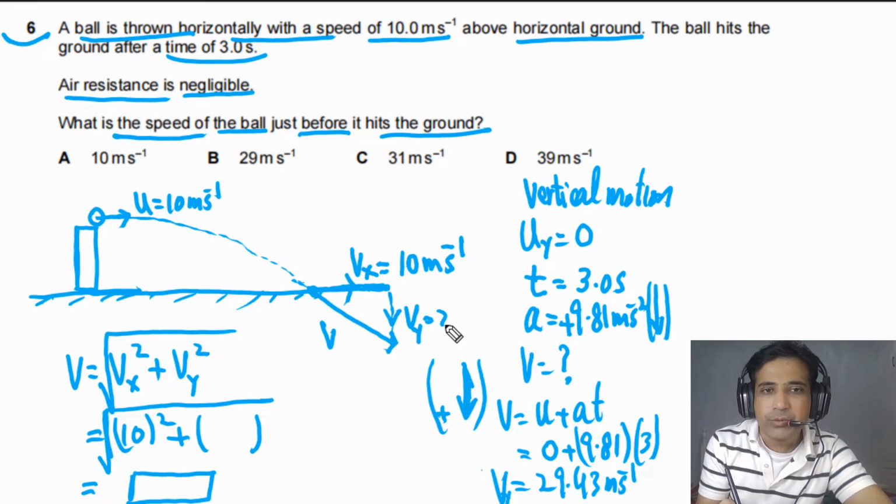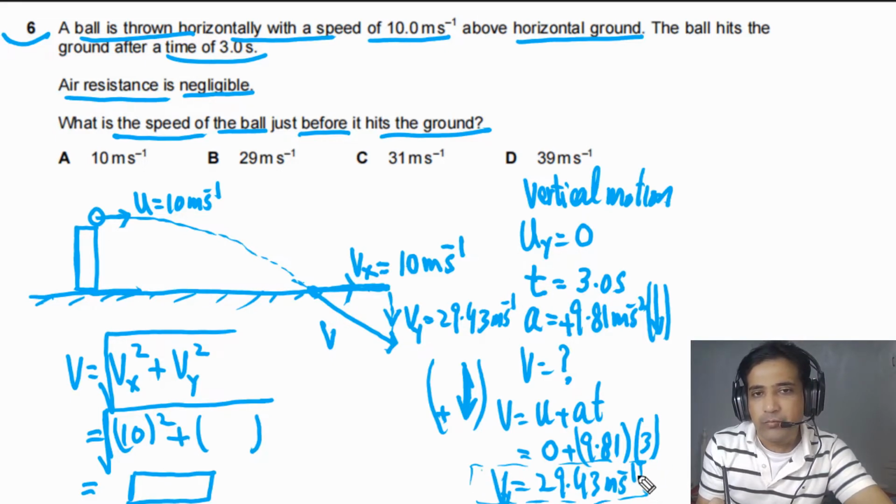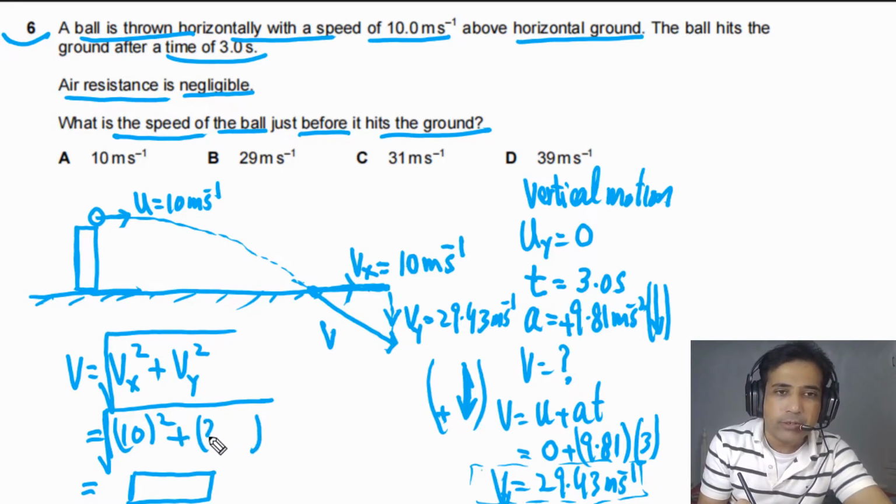Now simply we can plug in this value here. We have 29.43 squared, and now if we solve this one, our final answer will be equal to 31 meters per second. And this is the magnitude of velocity. Simply this is equal to the speed of the ball when the ball hits the ground at this point. So our answer for this question is C. C is our final answer.